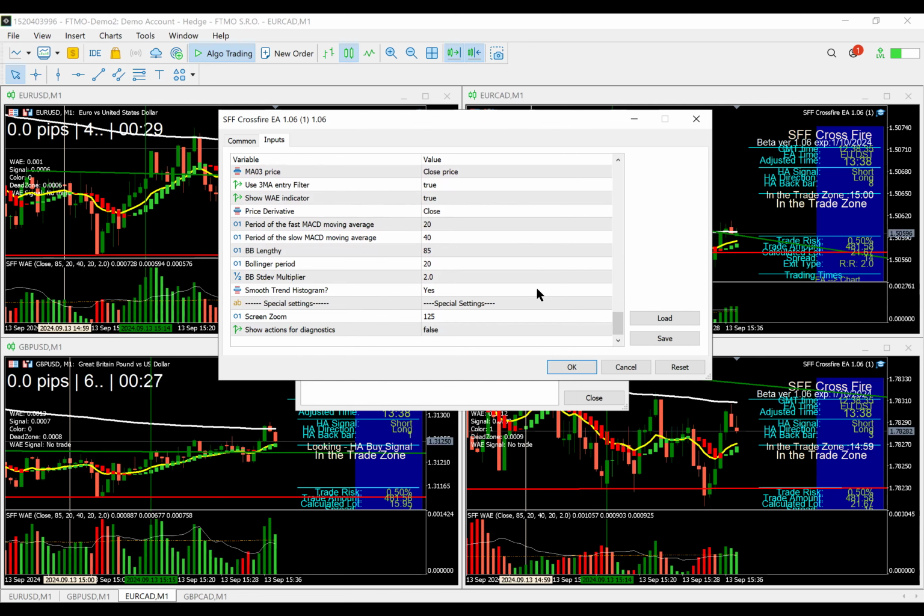This screen zoom is to do with these lines here. I'm not at all sure what it says, "show actions for diagnostics." That's something that Oliver added yesterday. He didn't explain it to me, but it came out of the box on false, so I've left it on false. Anybody got any questions?